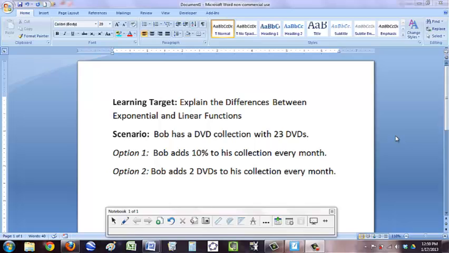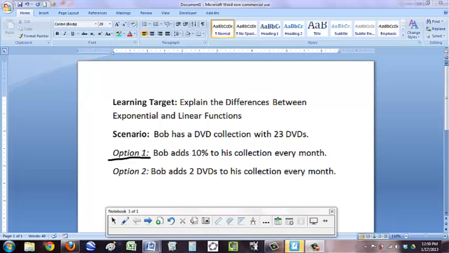In this video, we're going to explore some different functions with the eventual target of explaining the differences between exponential and linear functions. So the scenario we're going to analyze is right here. Bob has a DVD collection with 23 DVDs. And we're going to look at two different options down here. So for option 1, Bob adds 10% to his collection every month.